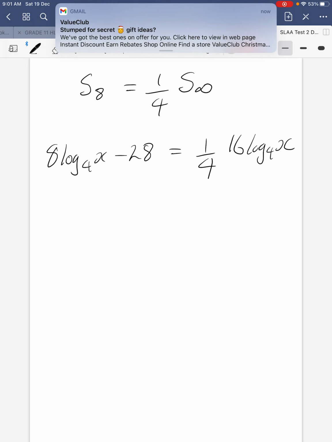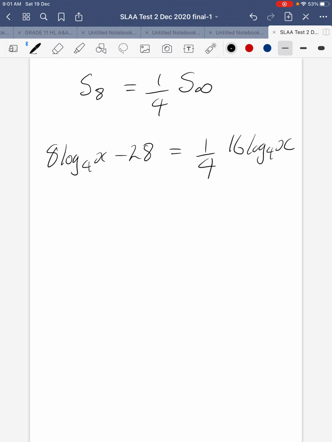Now can you see that actually this question relies on you not actually being able to do any of the other parts, because S8 is given and sum to infinity is given. So you could actually go straight to this last part of the question without doing any of the other questions. That's handy to know. Alright, so let's have a little look here. We've got log to the base 4, log to the base 4. It's handy to get those on the same side. So let's get those on the same side and take it from there.